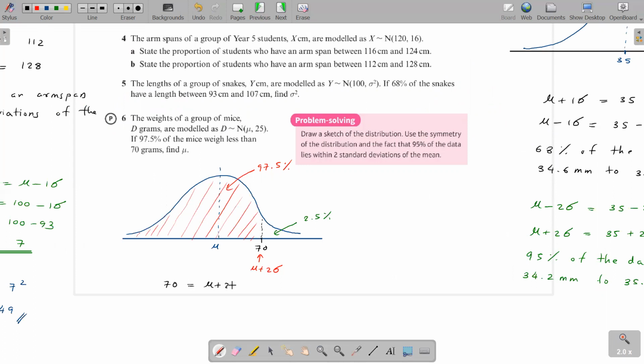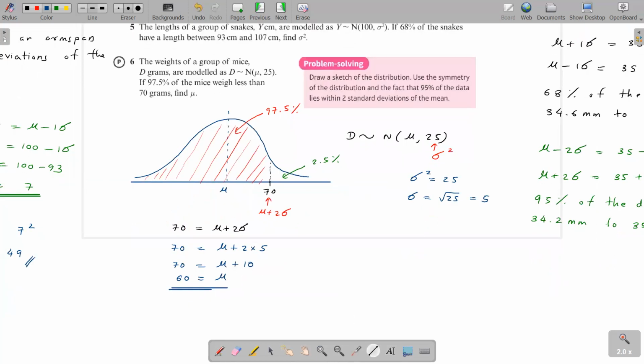So you need to identify this. You can see here they have given D follows a normal distribution with mean mu, and you know 25 is the sigma square. So what is sigma? If sigma square is 25, sigma is root 25, which is 5. So 70 equals mu plus 2 times sigma, mu plus 2 times 5, which is 10. So mu equals 70 minus 10, which is 60. So the mu value is 60. Is this clear?